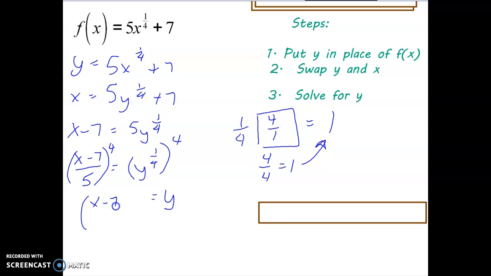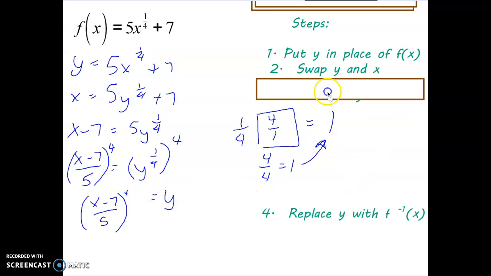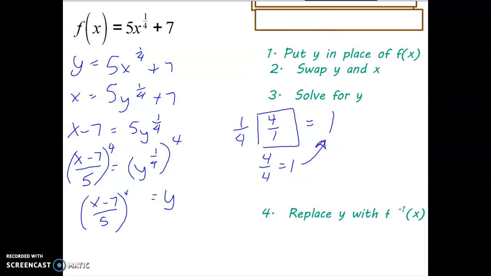And then on this side, I'm going to just leave all that to the 4th power. Remember, you cannot distribute this exponent because I have adding or subtracting inside the parentheses. In this case, it's subtracting. But anytime you have addition or subtraction, you cannot distribute the 4. So my last step, replace y with f inverse x. So my final answer, f inverse x equals x minus 7 over 5 raised to the 4th power.